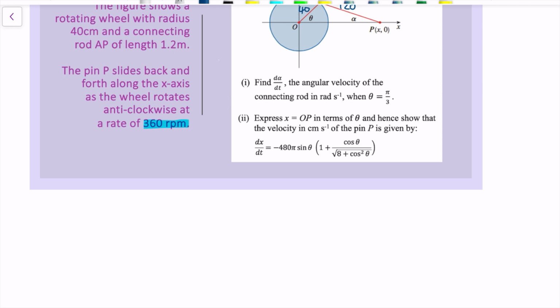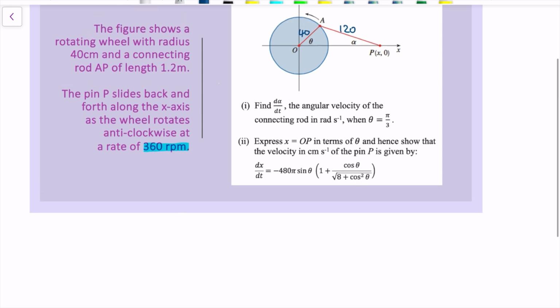Okay, to find d alpha dt, we need to connect d theta dt to the d alpha dt, so related rates. Using the sine rule first, we can look at triangle OAP and write down that sine of theta over 120 is equal to sine of alpha over 40.